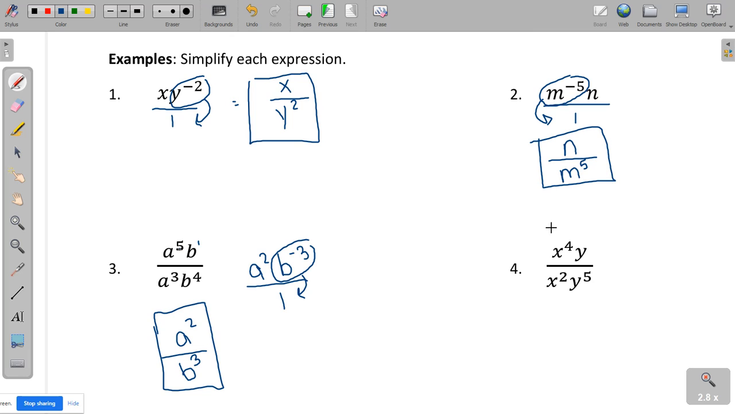Okay, number 4 is the same thing. Subtract your exponents because we have the same base. 4 minus 2 is 2, so we get x squared. We have an imaginary 1 for the exponent, so 1 minus 5 is negative 4. Now we need to simplify the negative and bring him down. So we get x squared over y to the positive 4th.